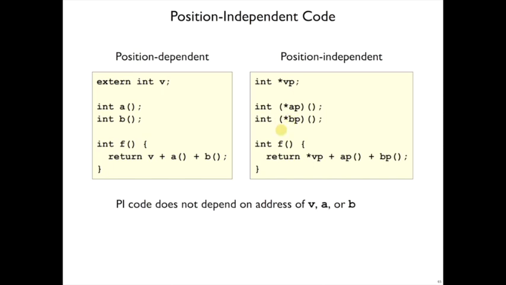So that means that the code here, the code that's in f, doesn't have to change at all to get the right v, a, and b. What has to change is that these variables have to be updated. So it's the job of the dynamic linker to know that these variables need to be filled in and to match them up with a, b, and v in some other library.